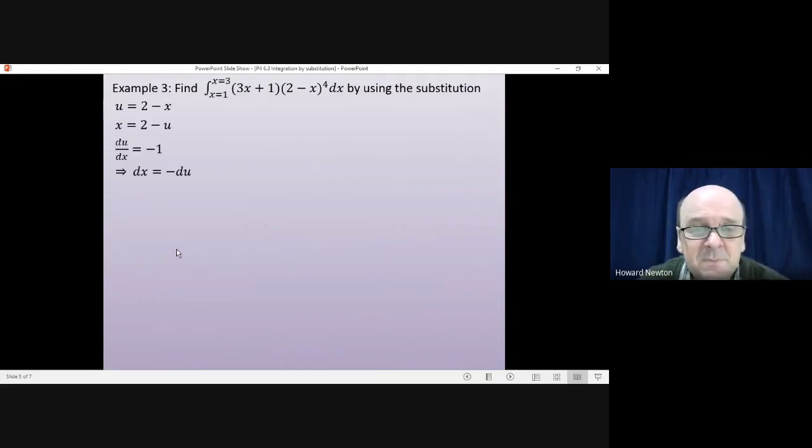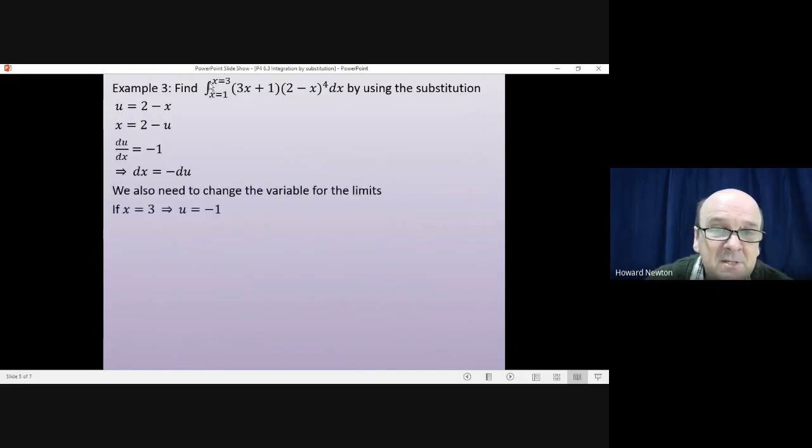Now, the extra thing we need to be careful of on this question is these limits. We're going to do an integration in terms of u, with respect to u. That means these limits also have to be changed to u equals something and u equals something else. That is easy to do because the original substitution tells us what u equals in terms of x. u is 2 minus x. So changing the variable for the limits, the upper limit when x equals 3, u is 2 minus 3, which is minus 1. The lower limit when x equals 1, u equals 2 minus 1, which is 1.